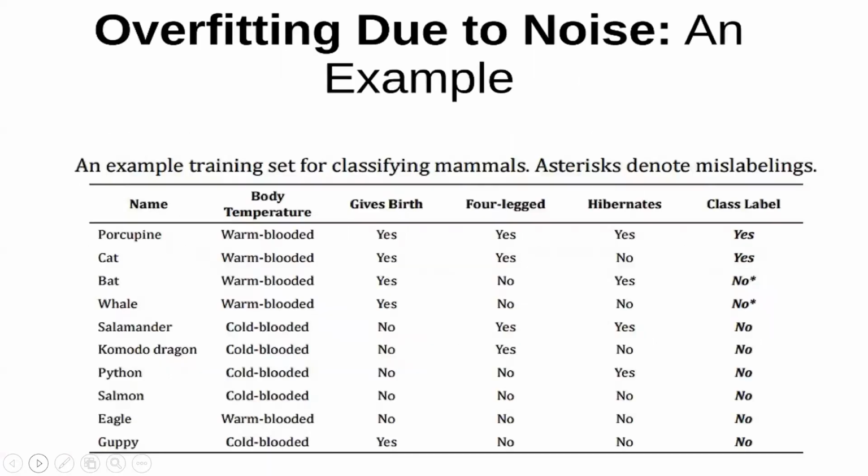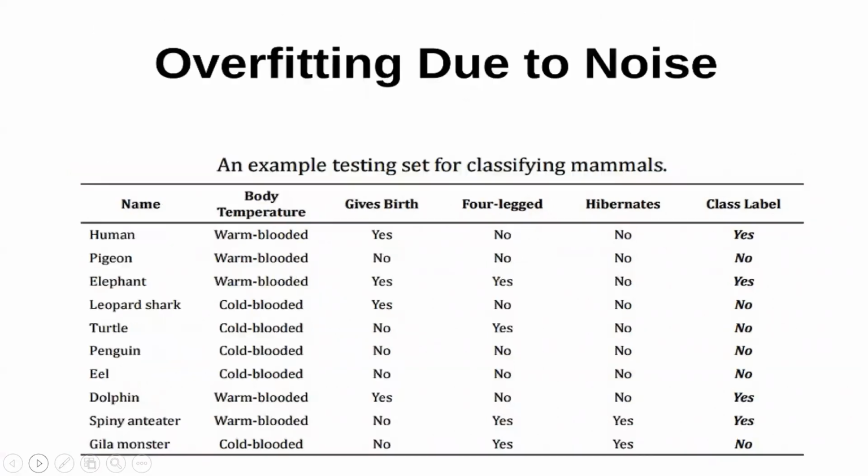This is an example of overfitting due to noise, where classification of mammals has been done and an asterisk denotes mislabelings. In the class label, the third one, bat, has been mislabeled, and the fourth one, whale, has been mislabeled. So these are the errors due to noise, which cause overfitting in the model. This is another example of overfitting due to noise, in classifying mammals, where the class labels have been miscalculated.